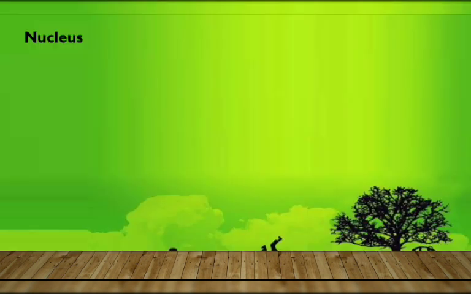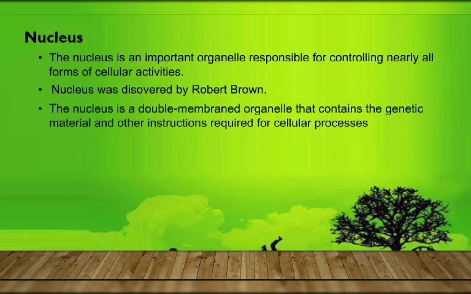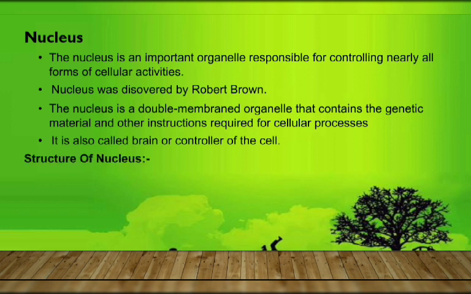Nucleus is the most important one here, because nucleus is called the brain, controller or center of the cell. Nucleus was discovered by Robert Brown. All the activities which take place inside the cell are with the help of the nucleus. The nucleus is a double membrane structure because it is covered with a double membrane. Inside it, the genetic material, that is chromosome, is present. Later I will tell you about that. Controller of the cell, structure of nucleus, mostly prominent.